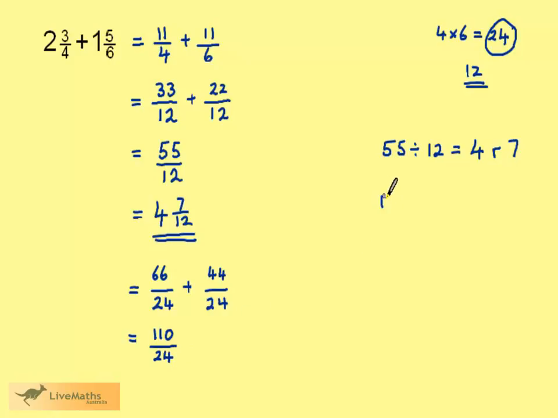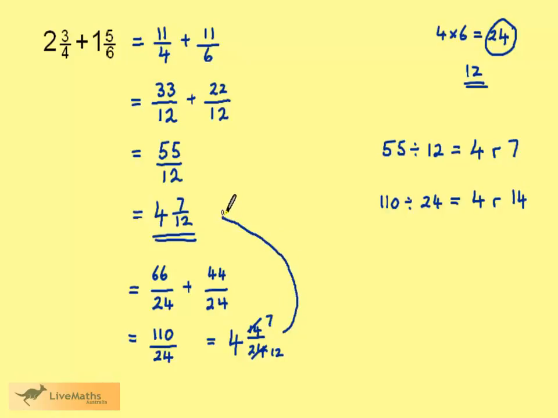If we do 110 divided by 24, this goes in 4 times. 4 24s are 96, so we have a remainder of 14. So this would be 4 and 14 over 24. But we can see 14 over 24 cancels down to 7 over 12, giving us the same answer.